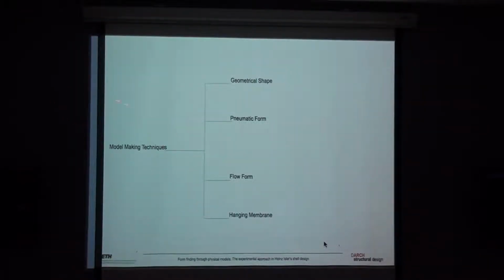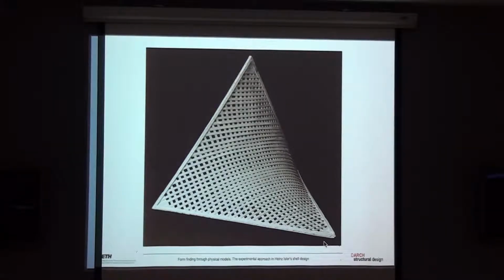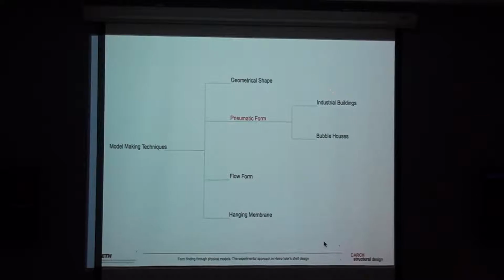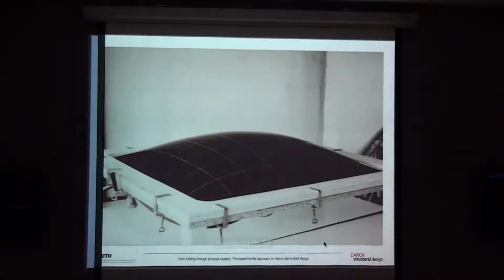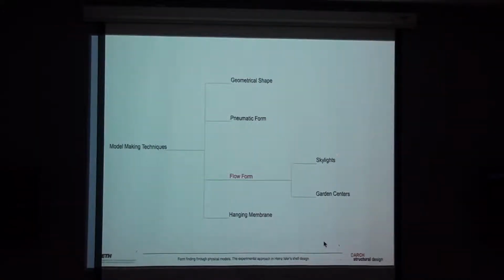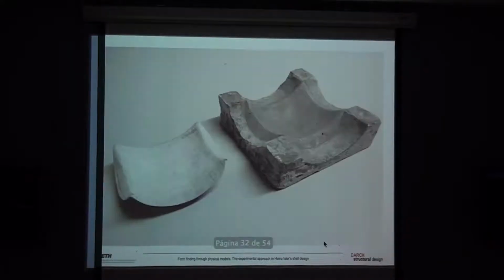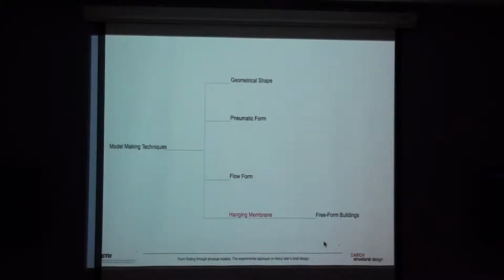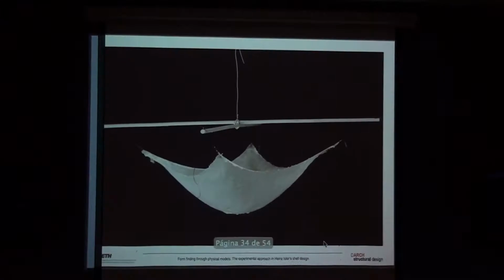So he was using these model-making techniques, and in this part of the research I would like to define and understand the different techniques that he was developing for the different buildings, and if there was a development inside the single techniques. So for example, the geometrical shape he was using more for sculptures, mainly for the collaboration with Duarte on the sculptures, some hyperbolic structures, and in some cases also for architecture, for example the church in Lommiswil and Villa Camoletti. Then there is the pneumatic form that he was using for industrial buildings and the bubble houses, the flow form that he was using to define mainly the garden centers, and then the hanging membrane that were really opening up endless possibilities, the free-form buildings.